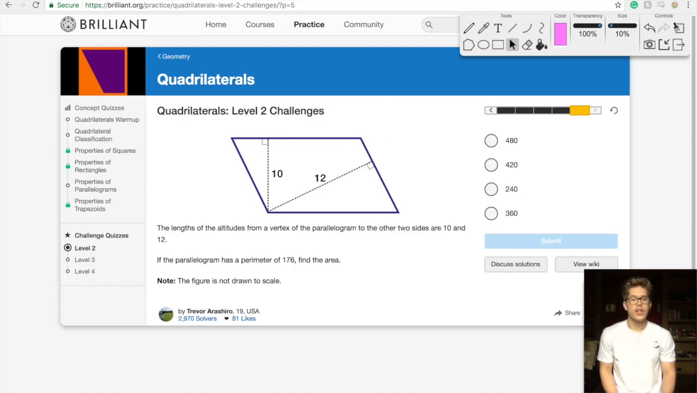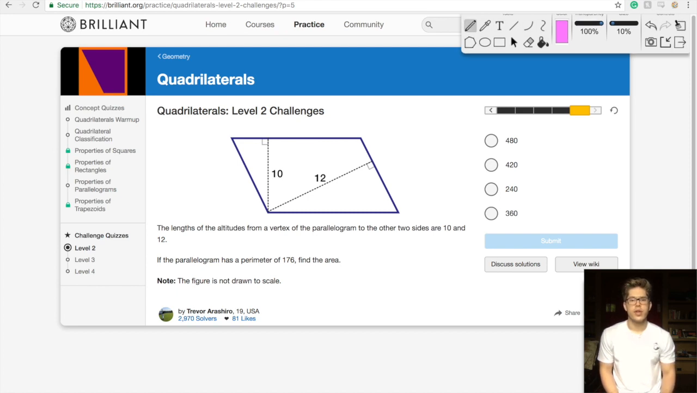The length of the altitudes from a vertex of the parallelogram to the other two sides are 10 and 12. If the parallelogram has a perimeter of 176, find the area. Okay, so it's important that we know about properties of a parallelogram.